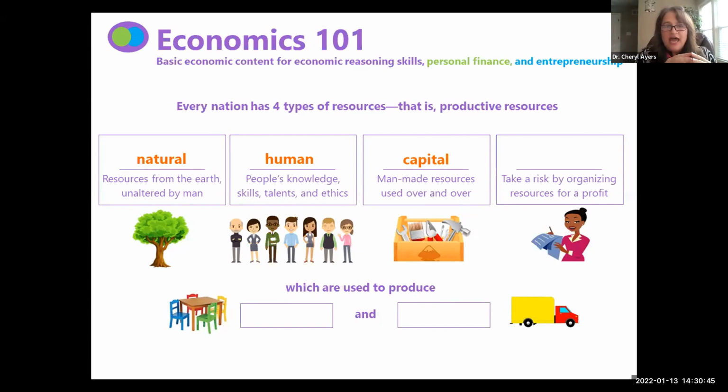Now let's take a look at the chat box. Who knows what the fourth resource is? These are the people who take the risk to start a business by organizing natural, human, and capital resources in a way that makes a profit. Can you put in the chat box who you think that resource is?